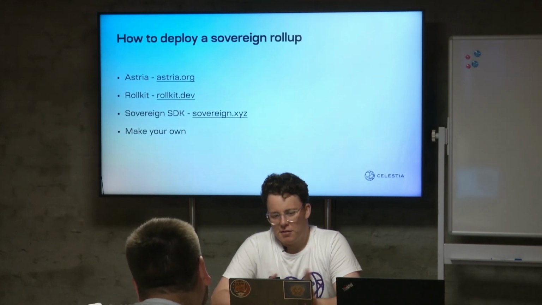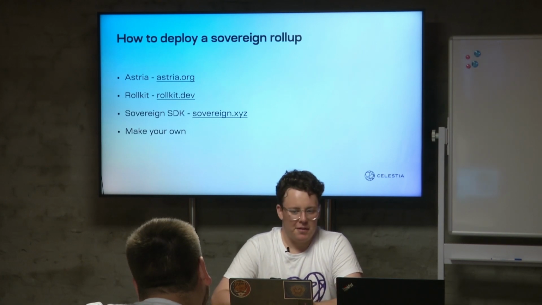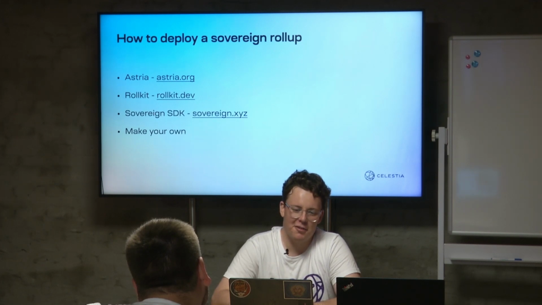So that's the way to deploy an EVM rollup. I think it's probably good to cover what sovereign rollups are. We're here talking about modular blockchains and sovereignty. So the ways to do that are Astria right now. Astria is a shared sequencing layer, but you can also deploy rollups with them.